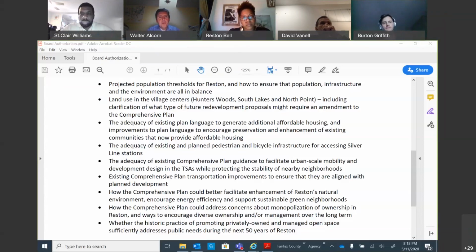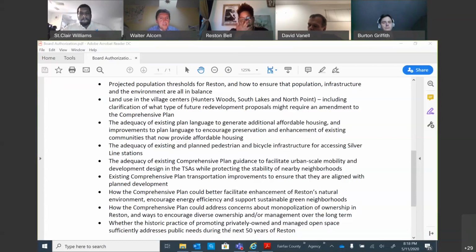So let me just walk through very quickly what was in the motion I made at the board to initiate this task force and study process. So these are the items that we're going to be looking at. We're going to look at the projected population thresholds for Reston and how to ensure that population, infrastructure, and the environment are all in balance. Land use in the village centers, so the three there, Hunters Woods, South Lakes, and North Point, including clarification of what type of future redevelopment proposals might require an amendment to the comprehensive plan.